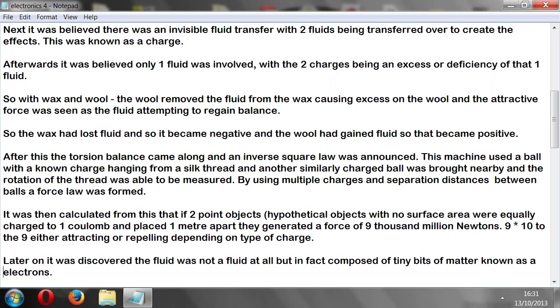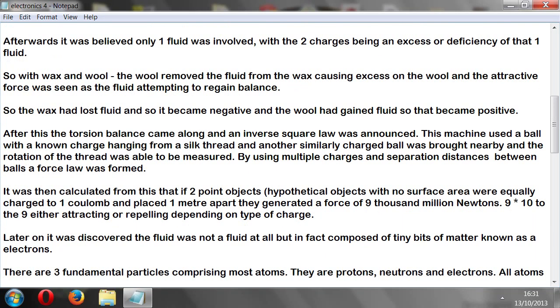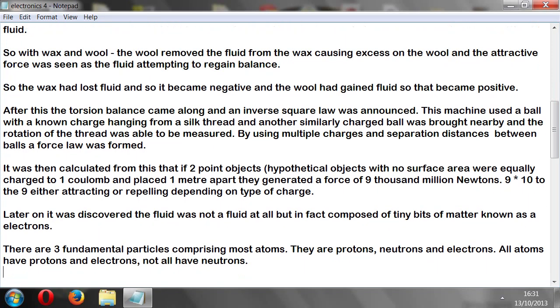So if we just say the charge is 1 coulomb placed 1 meter apart, it generates a force of 9,000 million newtons. So 9 times 10 to the 9. Okay. And obviously it's attractive or repellent depending on the type of charge. So that was a way to quantify the charge in newtons, even though as we'll find we're going to be using a lot of different units, not newtons.